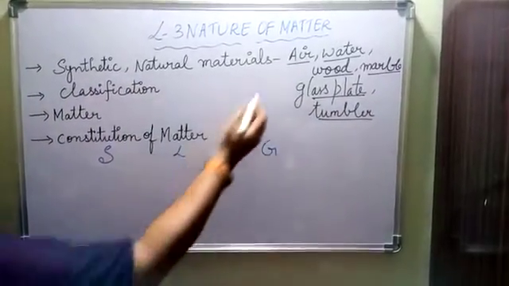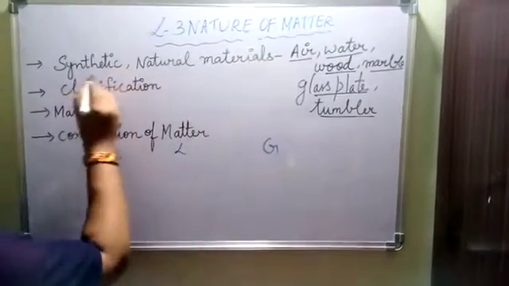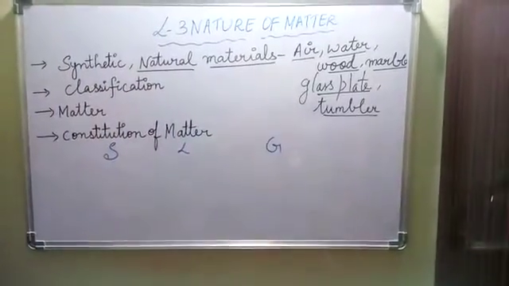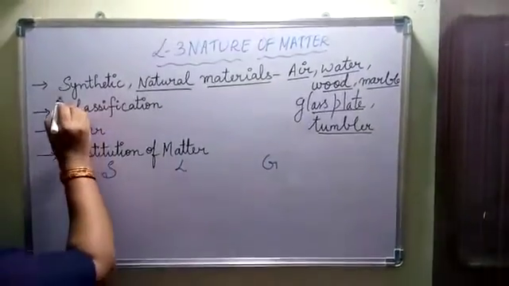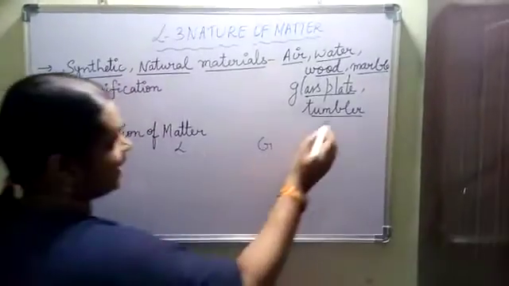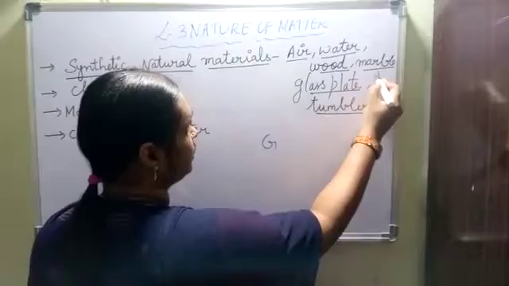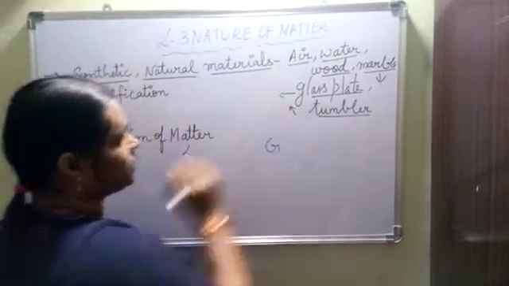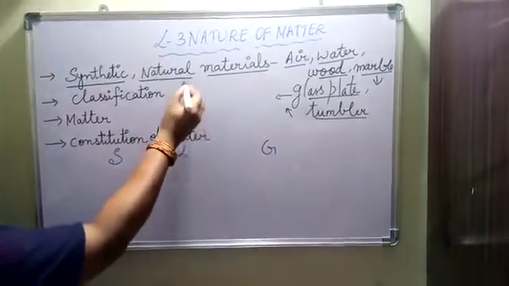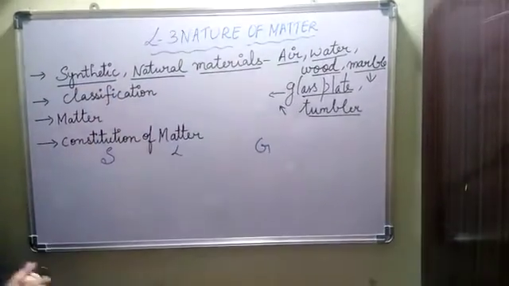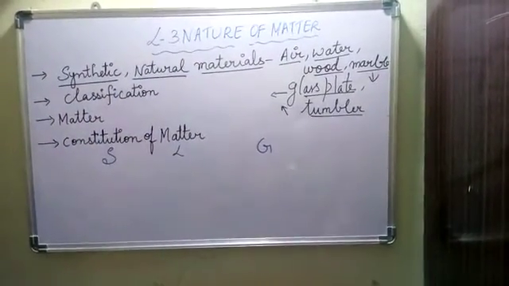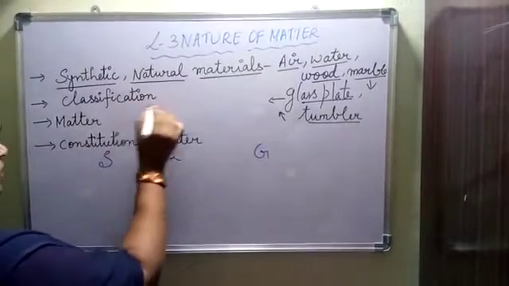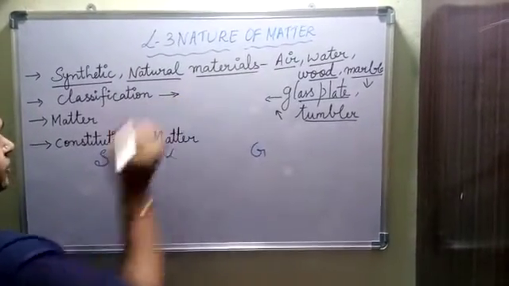So the materials which occur in nature are called natural materials. The materials which are made by man, like marble, the glass plate, or let us take a steel tumbler, all these are made by man. So those materials are called synthetic materials. Okay children, now let us go to the next one, classification.